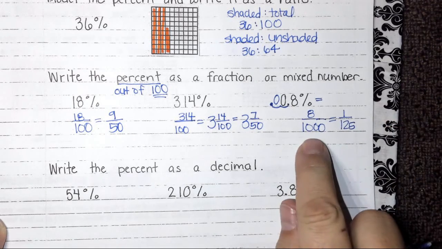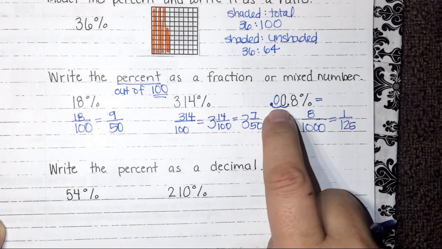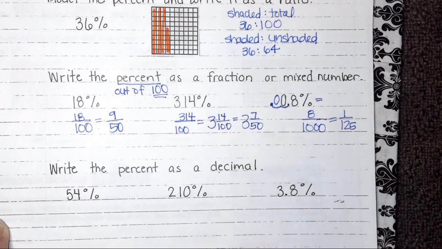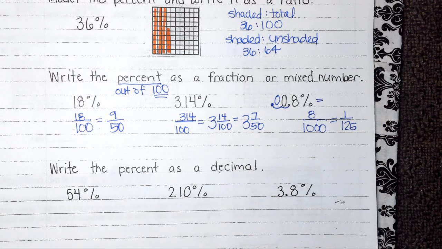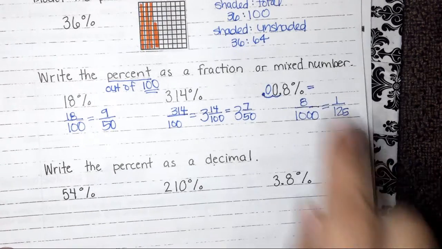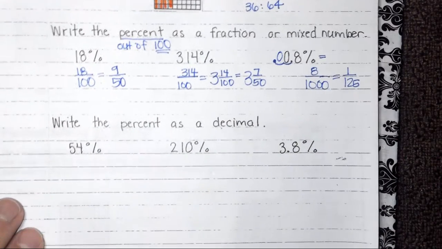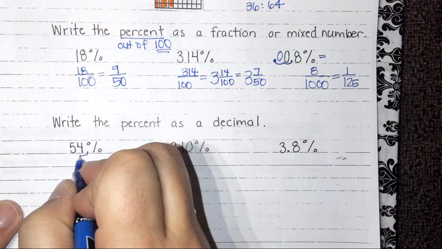All right, and the reason, guys, that it's not over 100 is because it's not even 1%. It's not even 1 out of 100. It's much less than that. So you have to go ahead and look at it as a decimal and write it 8 over 1,000. Okay? Again, how do we change our percent to a decimal? We just did one right here. We move it 2 places to the left.